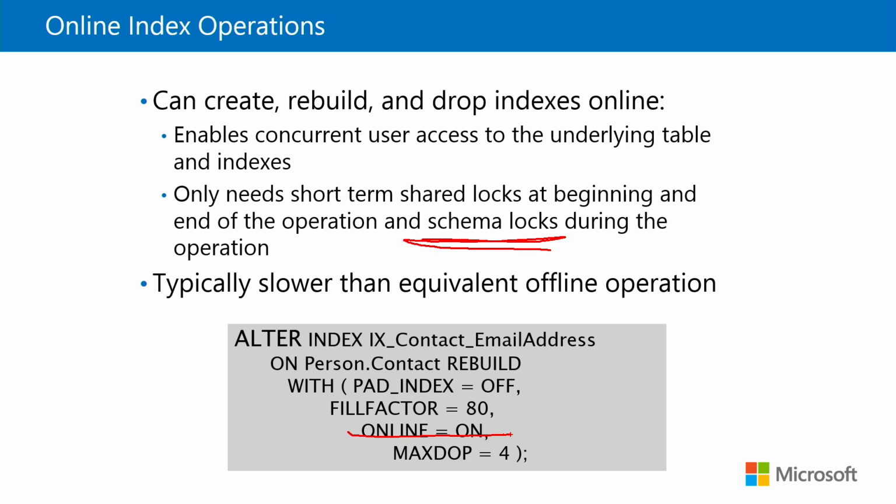So in this example, we're going to alter the IX index, the contact email address, that's the name of the index, on the Person.Contact table. We're going to do the rebuild. We're not going to do the PAD_INDEX, so we're only going to do the leaf pages, not the root pages or the intermediate pages. We're going to fill the pages to 80% of capacity. We're going to do this as an online operation and use up to 4 processors for the operation in parallel.